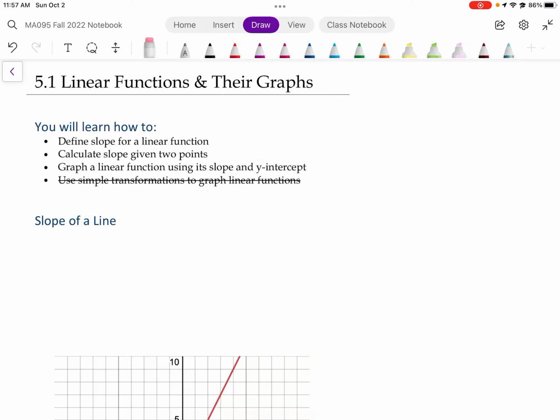Okay, this is Professor Eckhouse, and I'm going to talk to you today about linear functions and their graphs. So we're going to look at what a slope is, and we're going to calculate slope given 2 points, and then we're going to graph a linear function using the slope and the intercept, the y-intercept.